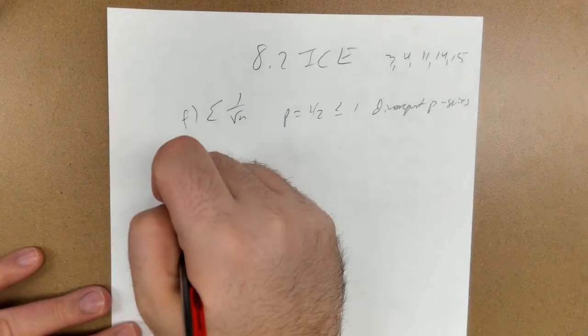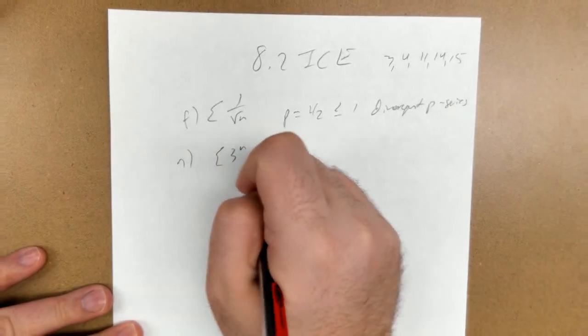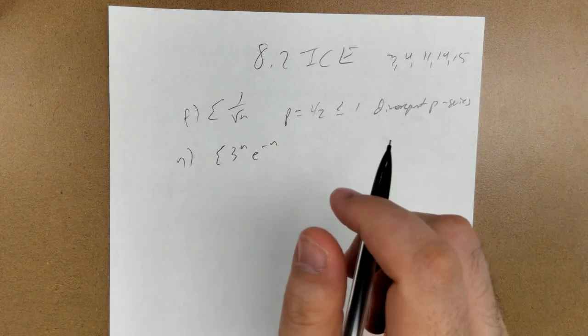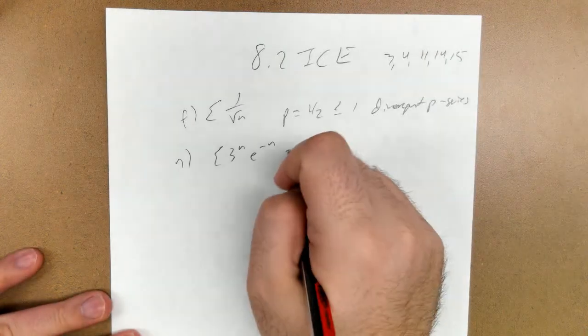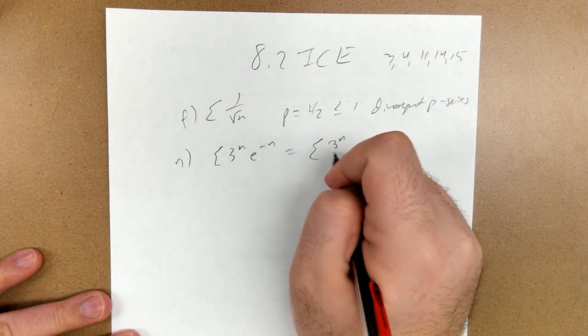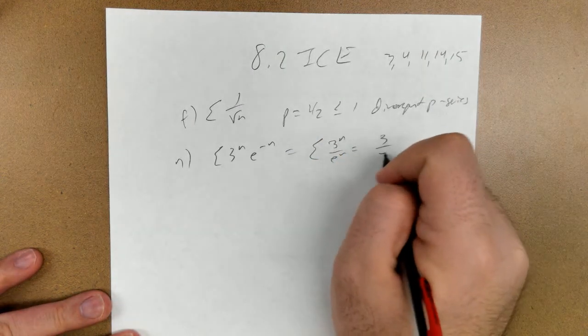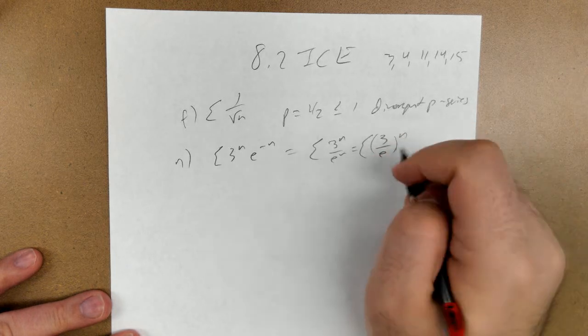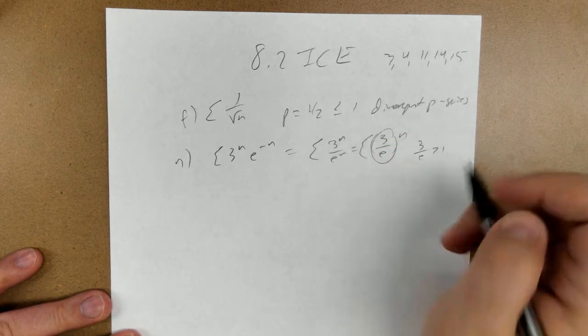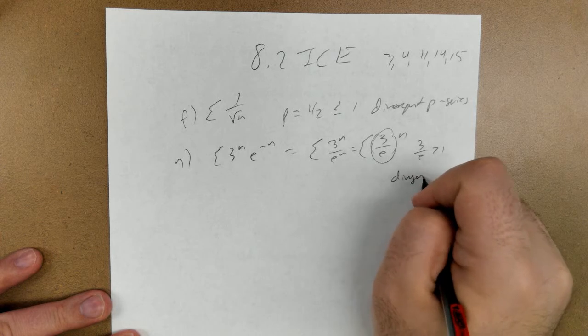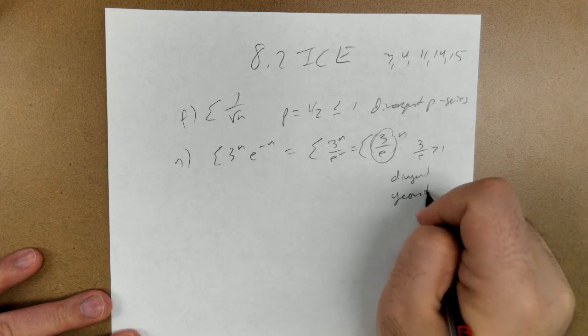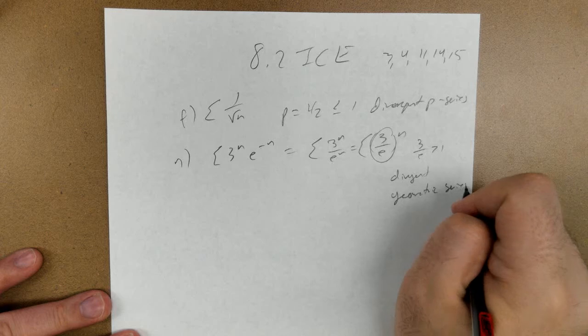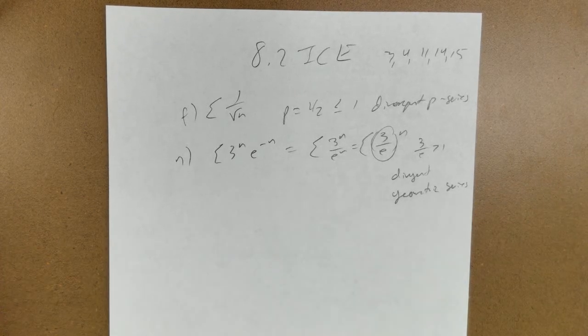Geometric would be something like this, which is written a little weird. It's 3 to the n, e to the minus n. But if you rewrite that as 3 to the n over e to the n, which is 3 over e to the n, you should know that 3 over e is greater than 1, so this is a divergent geometric series, because you want it to be less than 1 in absolute value inside the n. So geometric and P series are your standard things to compare with.